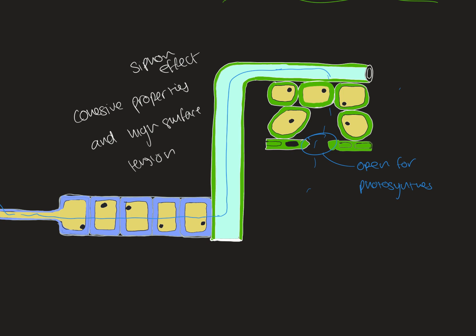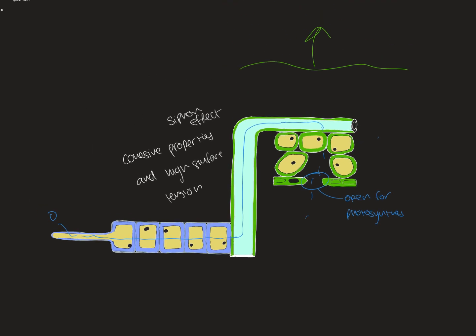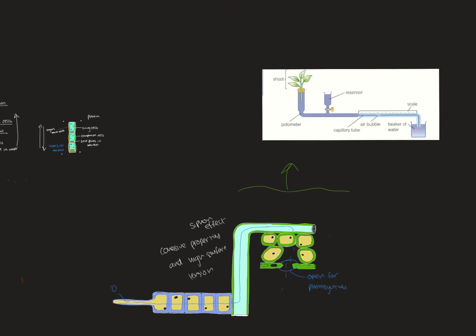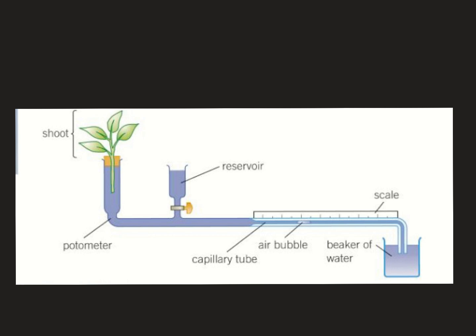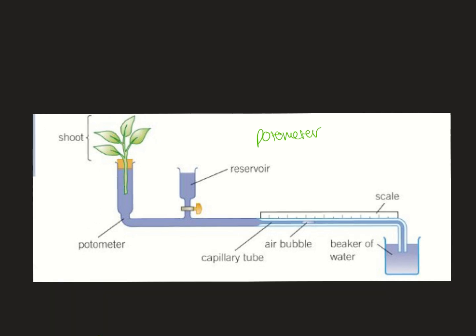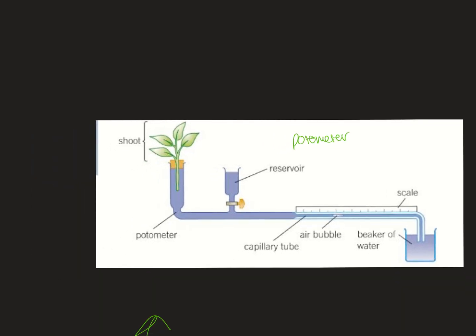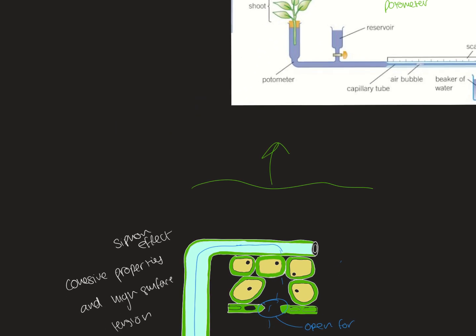Now let's move on to actually investigating transpiration. You would have probably seen one of these before. This is something called a potometer. This diagram is taken straight from the textbook and is normally something you would see in your exam. Now, let me just walk you through how a potometer actually works. The potometer relies on the siphon effect we talked about earlier.